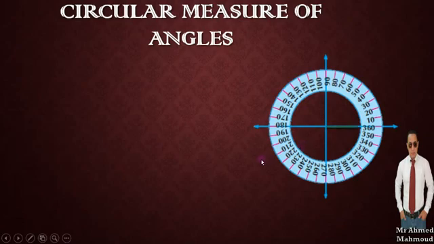For example, if we have an angle like this, its first side is at 0 and its second side is at 60, then this angle includes 60 degrees inside it, so its measure is 60 degrees. We symbolize degree by this small circle. Another example: if we have another angle like this, its terminal side is between 130 and 140, then it is 135.